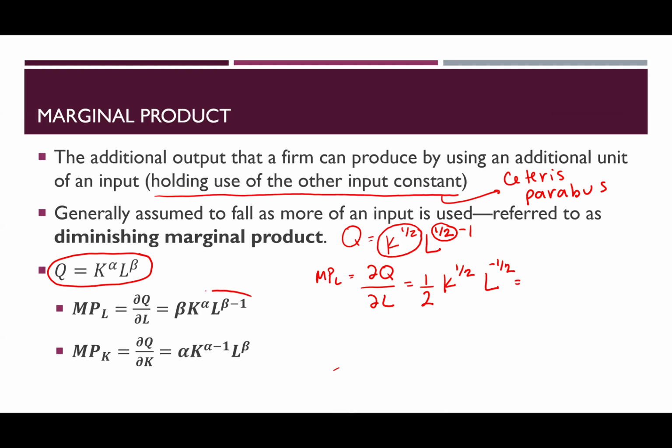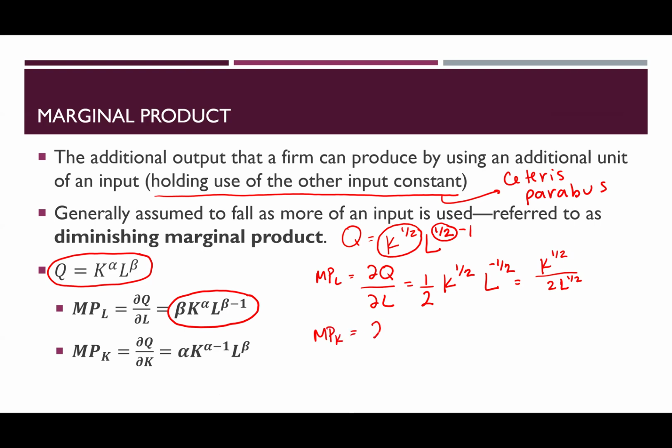Which is similar, you can see, to the general example I've included on the slide. We're going to take a look at that negative exponent on L and go ahead and move that to the denominator. So we'll have K to the 1/2 power all over 2 times L raised to the 1/2 power. So K to the 1/2 power over 2 times L to the 1/2 power, and that is the marginal product of labor. Now let's do the marginal product of capital.